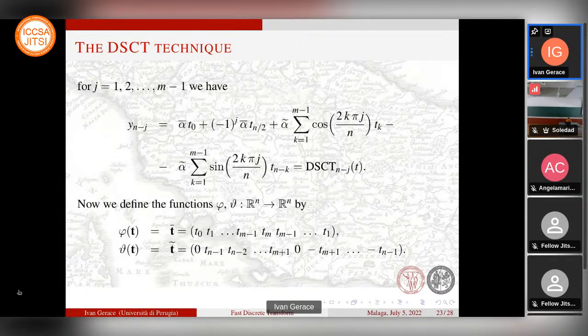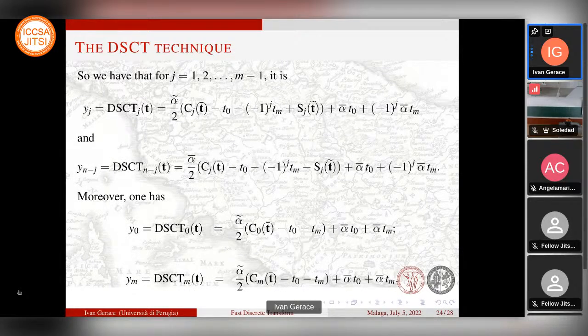The same for the other terms. We have the same sum. So we define the function phi that takes t, and here they put t in the first part of this vector t bar, and then make this vector symmetric. The rest of the vector t are used for constructing t tilde, making the vector t tilde an asymmetric vector.